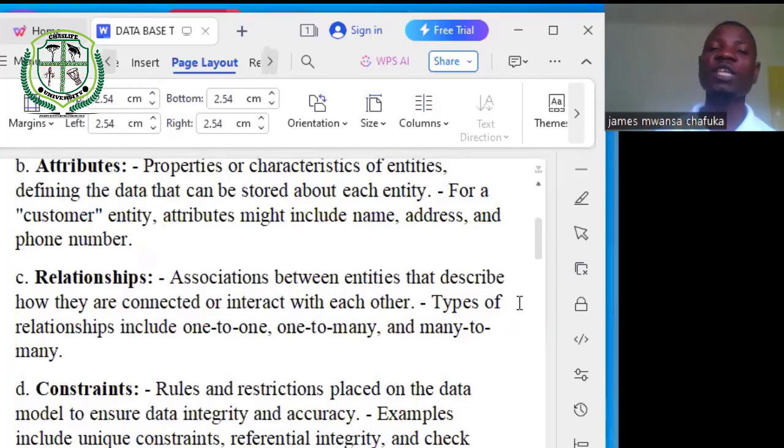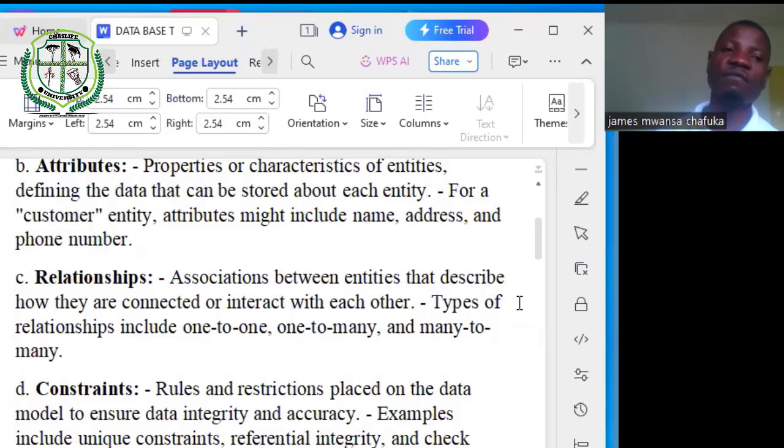So here, entities can be customers, products, and employees. Now it focuses on the association between the entities. This association can be of types one-to-one, one-to-many, and many-to-many. That is just the relationship.